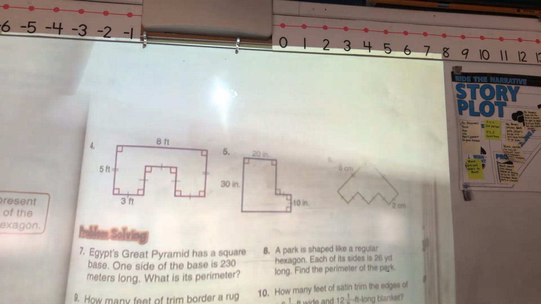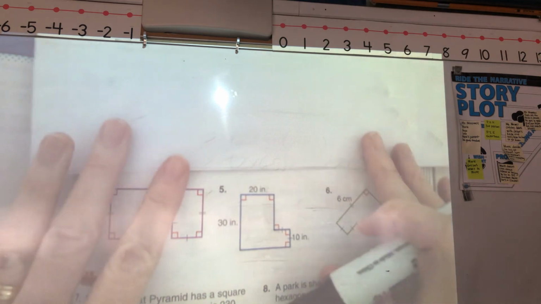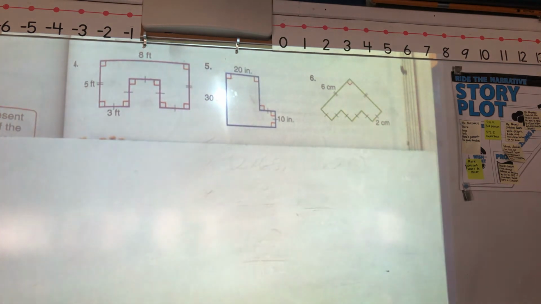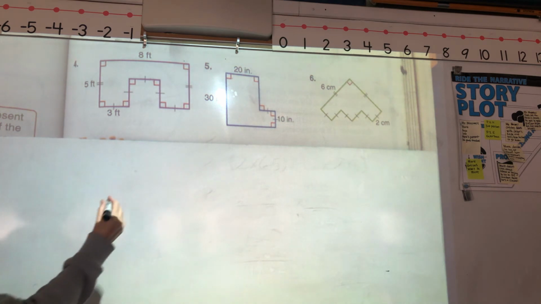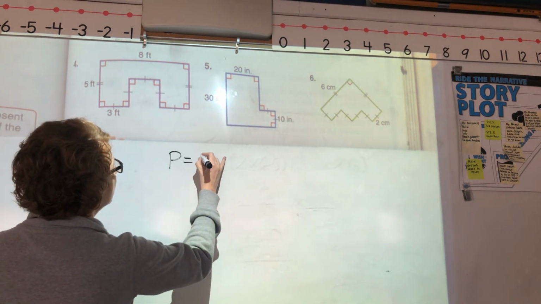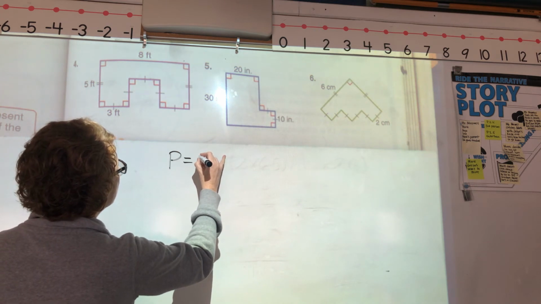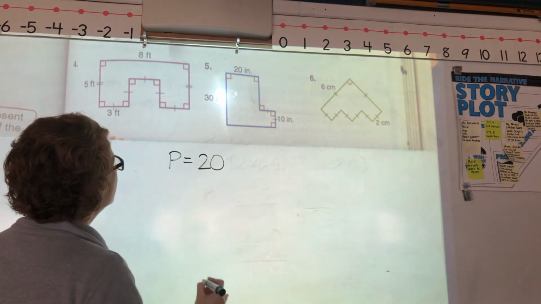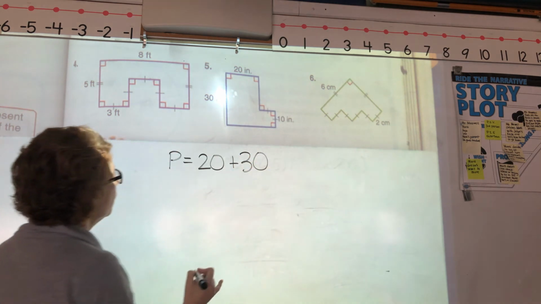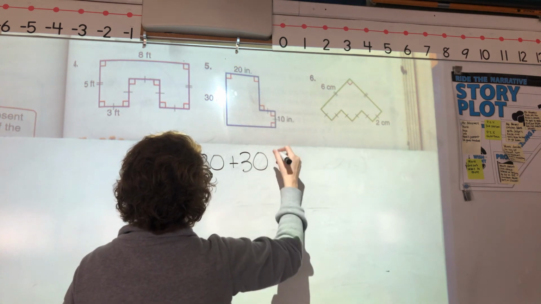Let's take a look at number 5. All right, so on number 5, we are going to have P equals, well, I see a 20 here. I see a 30 here. Okay. I see a 10 here.